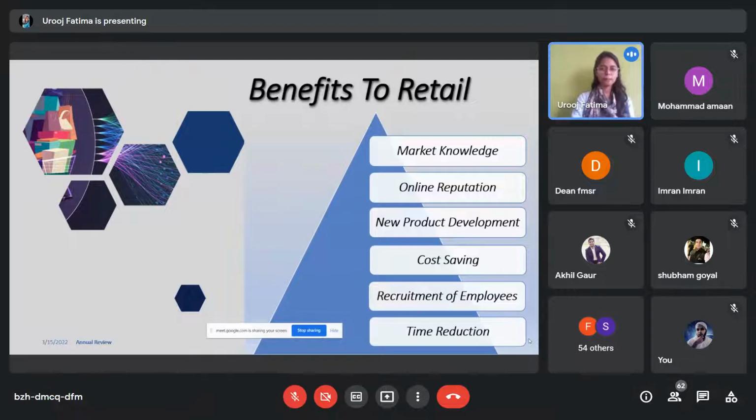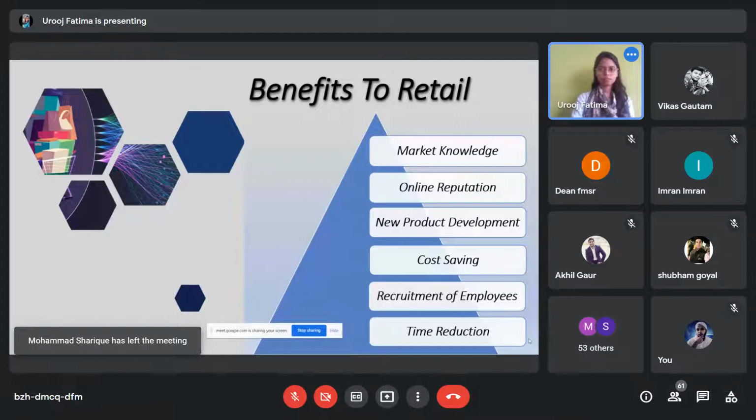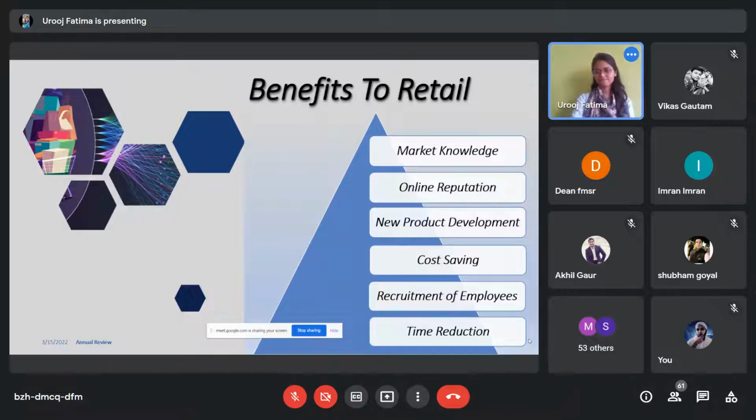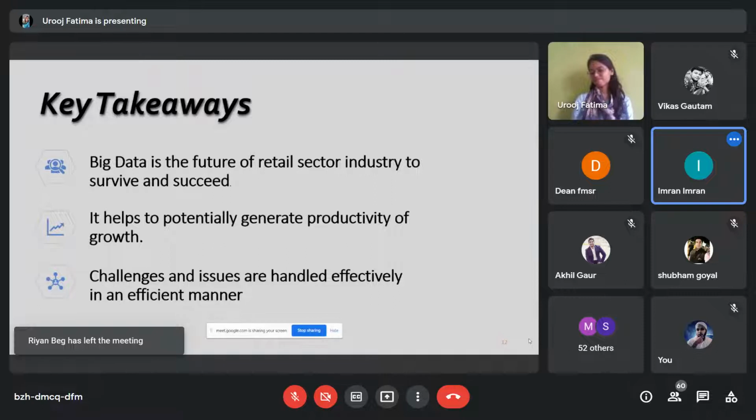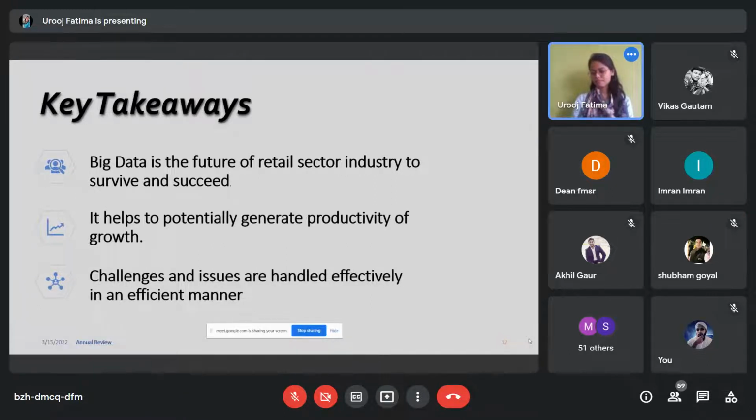Is Tasmia there in the meeting? I think she has lost her connection. Shall we move to the conclusion then? Rayan, you continue. Is Rayan also not present? I think they left because of network problem. Tasmia joined. Yes.